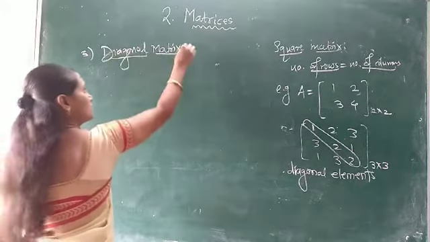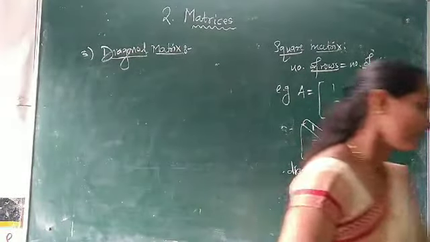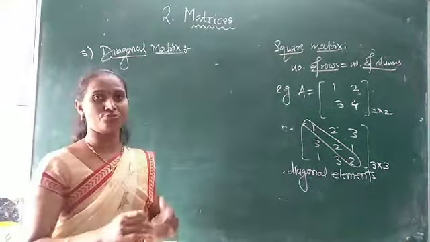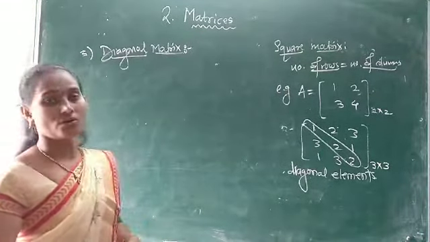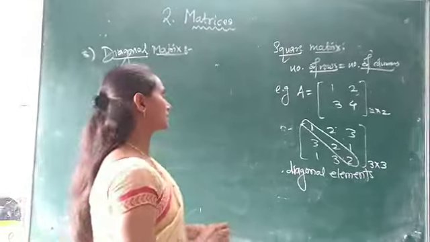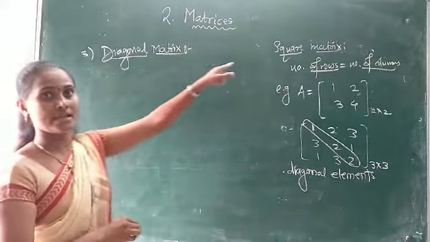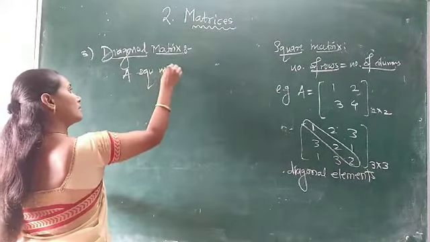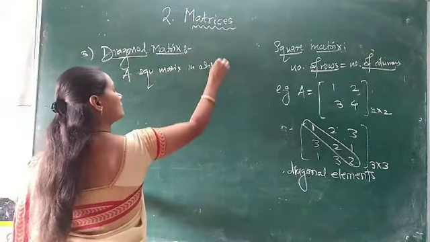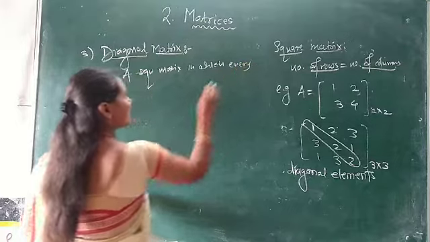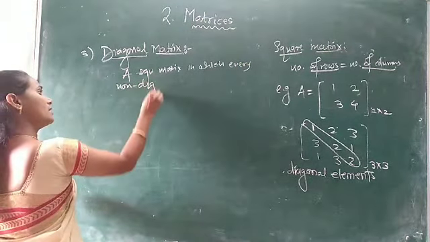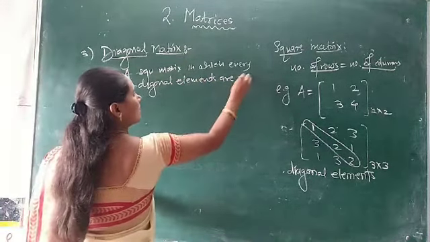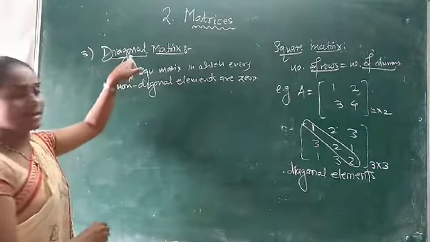Diagonal matrix. What is meant by a diagonal matrix? A square matrix in which all non-diagonal elements are 0 is called a diagonal matrix. A diagonal matrix is a square matrix, in which every non-diagonal element is 0.